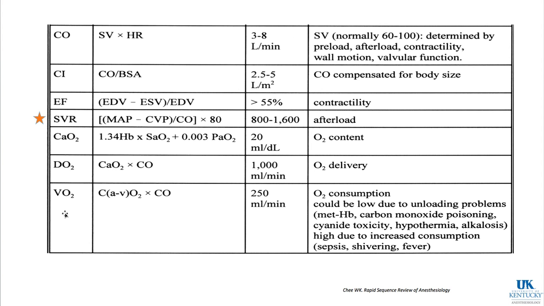And then VO2 is oxygen used by the tissues, and we classically think of 1 MET, metabolic equivalent, as being approximately 250 mils of oxygen used each minute. Now, that can widely vary depending upon tissue needs. 4 METs is what we think of being when you can climb at least 2 flights of stairs.